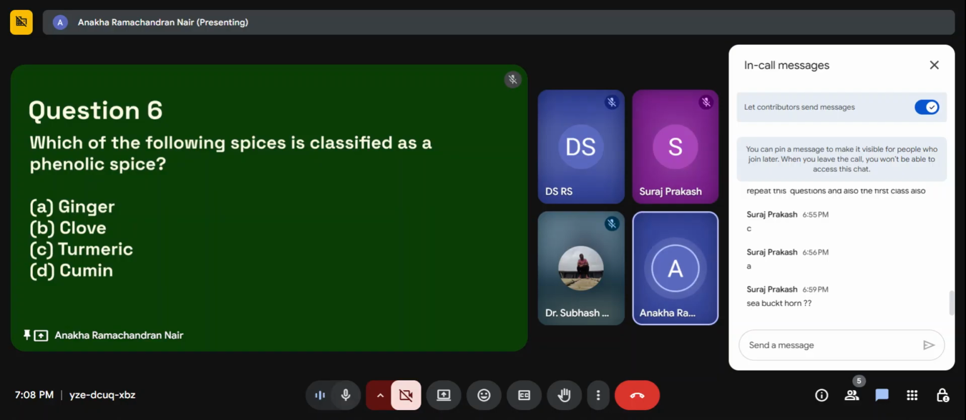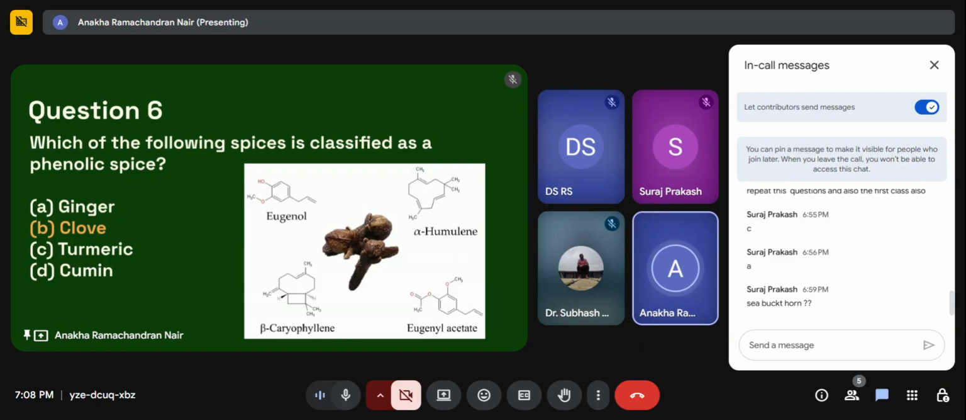So any guess as to what the answer is? Ma'am, clove. Clove? Yes. So the correct answer is in fact clove. So these different phenolic compounds are found in clove. These are all phenolic compounds, right? So clove is a phenolic spice.